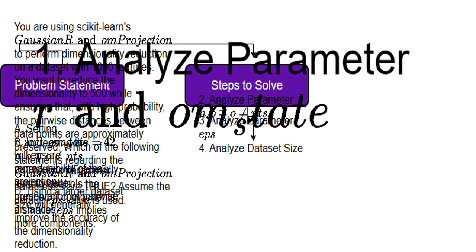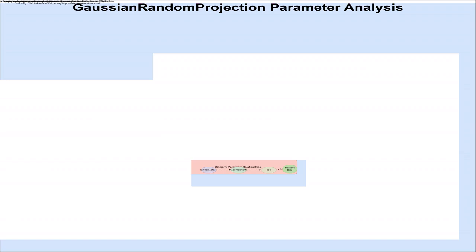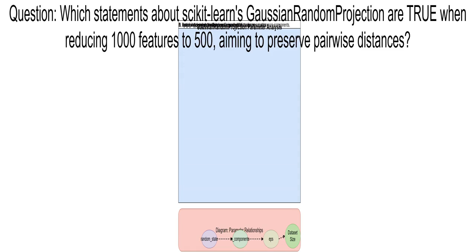Let's proceed systematically. This section focuses on understanding how different parameters within scikit-learn's Gaussian random projection affect the dimensionality reduction process. We'll examine how each parameter influences the outcome, paying particular attention to their impact on maintaining the distances between data points. It sets the stage for evaluating the correctness of the multiple-choice statements in the quiz. This is the core question. It presents 4 statements about the Gaussian random projection parameters.